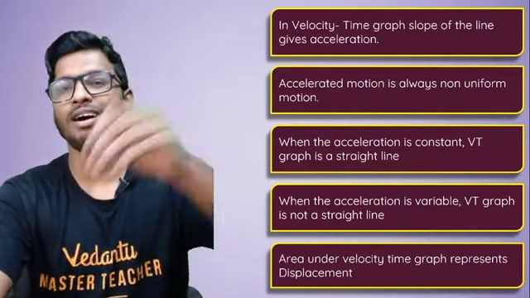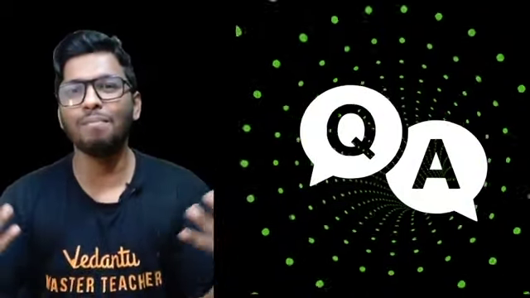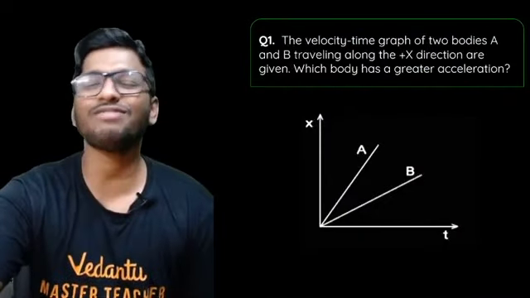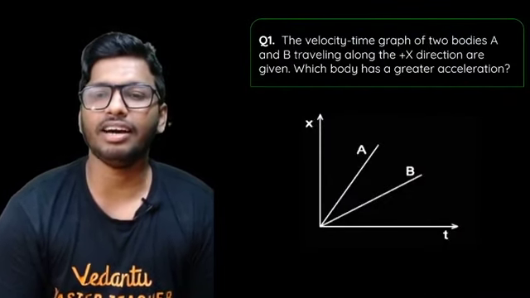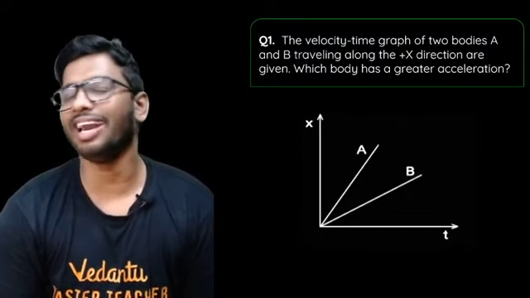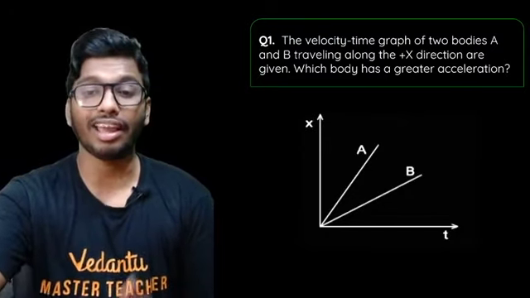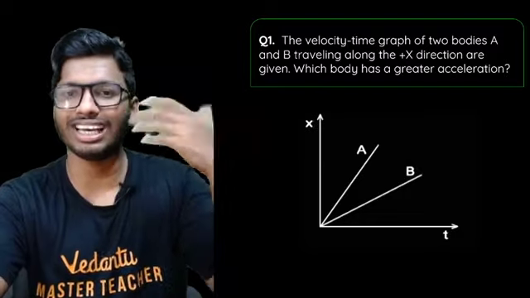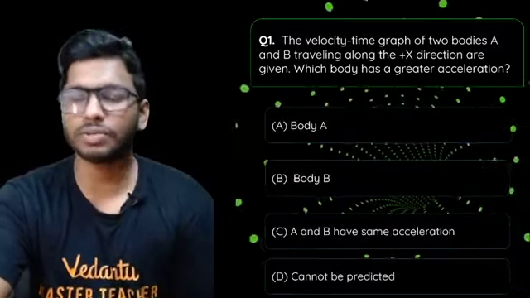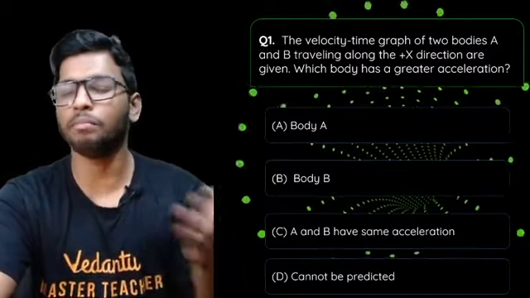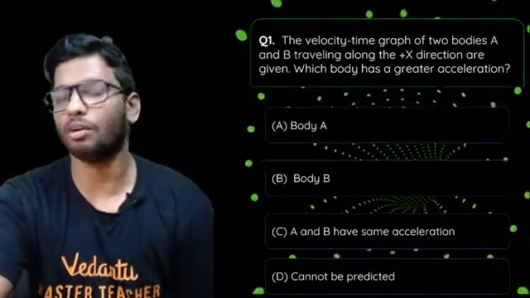So with that said, we're going to solve some questions now based on what we have seen and try to absorb all that we've seen so far. Here's the first question: the velocity time graphs of two bodies A and B traveling along the x direction are given. Which body has a greater acceleration? Your options are body A, body B, both of them have the same acceleration, or cannot be predicted.